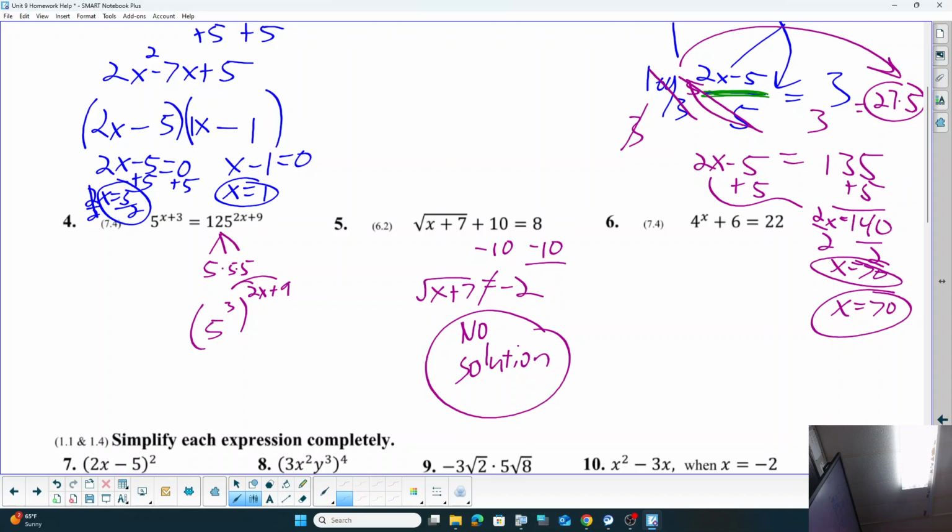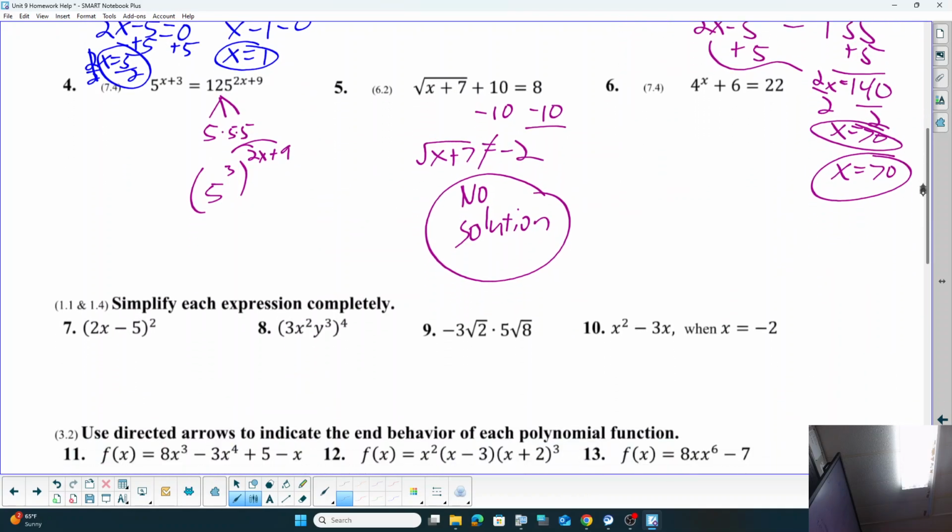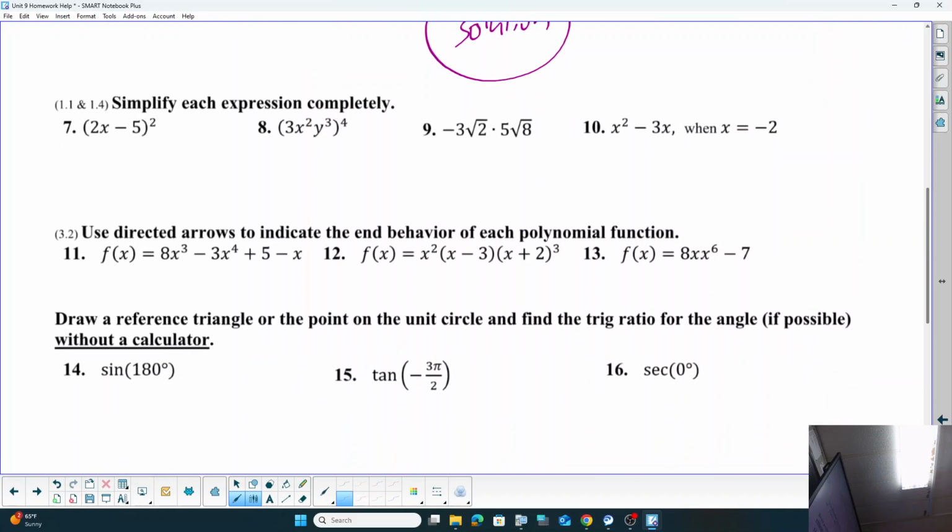Minus 6 and log base 4 both sides. This is so much review. Look at you going. Review time. Simplify the expression completely. So if I have a 2 there, how many 2x minus 5 do I have? Yeah, I got 2 of them.